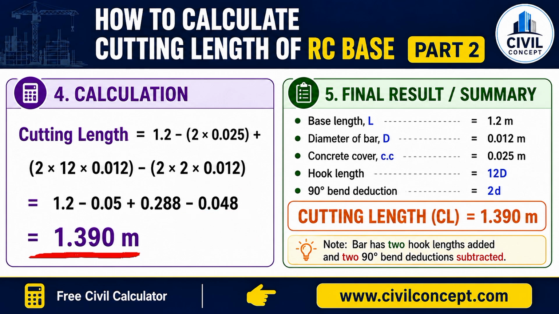Now calculate the final result. Cutting length is equal to 1.390 meters. So the final answer is cutting length or CL is equal to 1.390 meters.